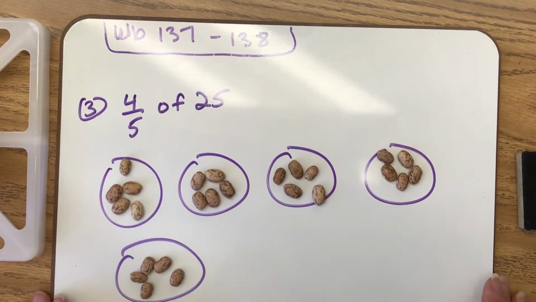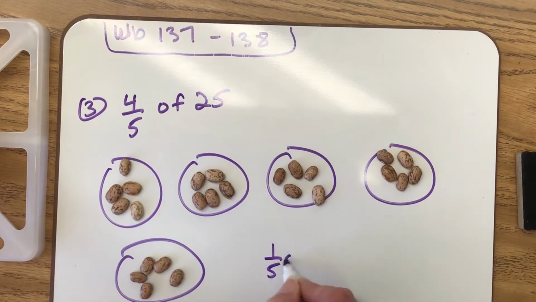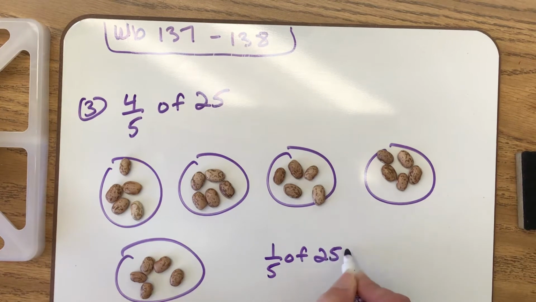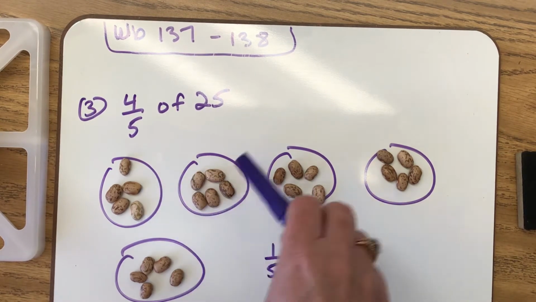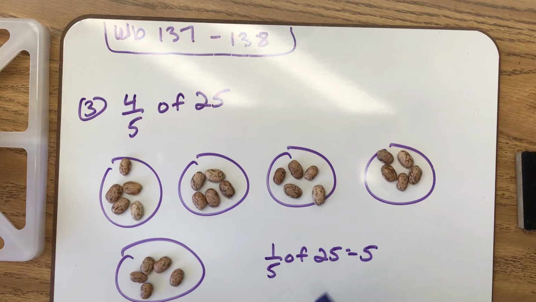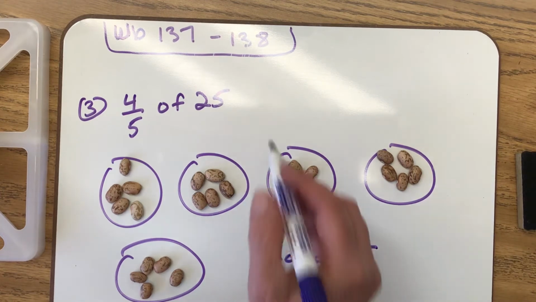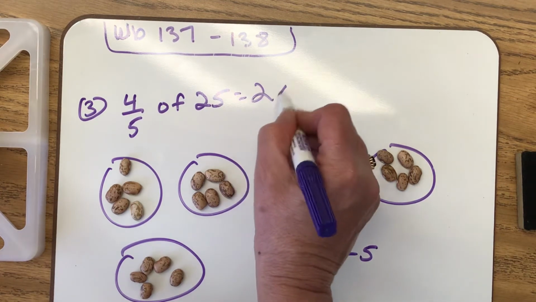So 1/5 of 25 would be 5. But I need 4/5, which means I need 4 sections. So I have 5, 10, 15, 20, or 4 times 5. So 4/5 of 25 equals 20.